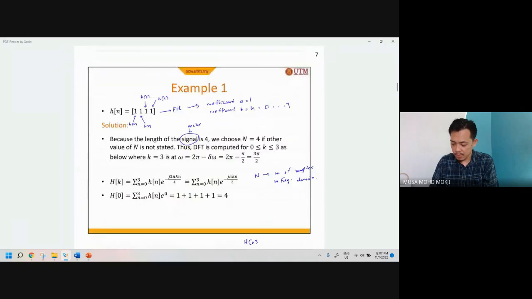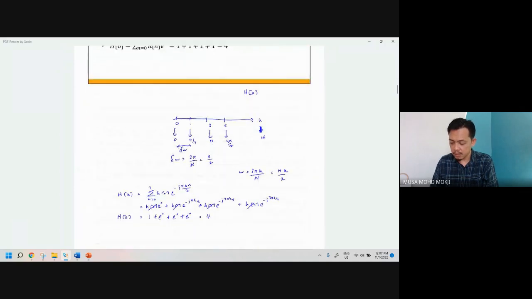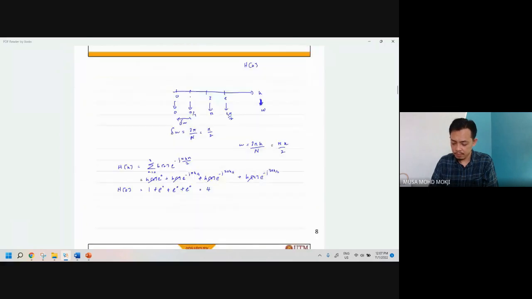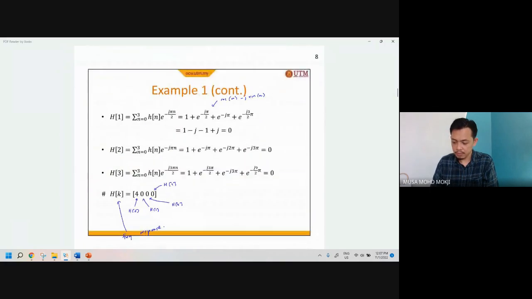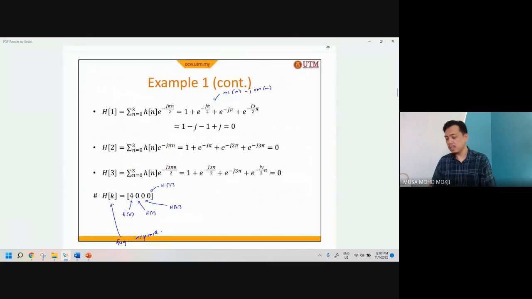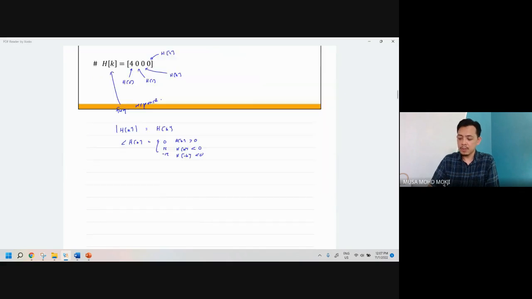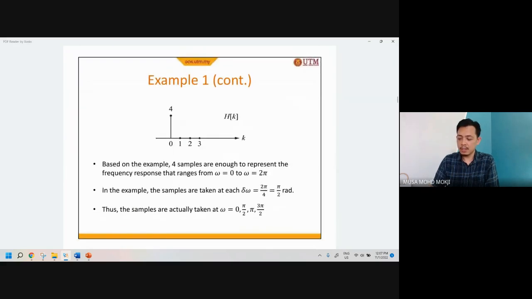Okay, in the first part, we stopped at this point. In this example, we do the DFT, the discrete Fourier transform, which is basically this formula. Finally, what we get is our frequency response, H[k] equals 4, 0, 0, 0. This is from the last part, the first part.